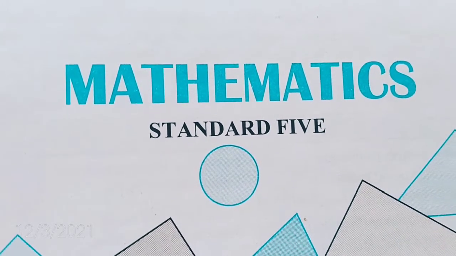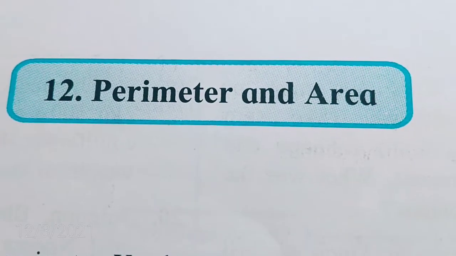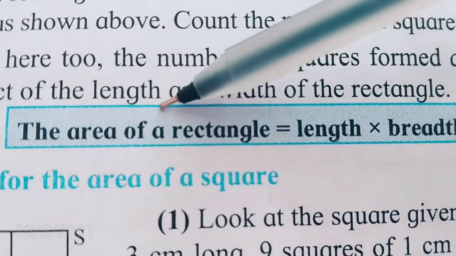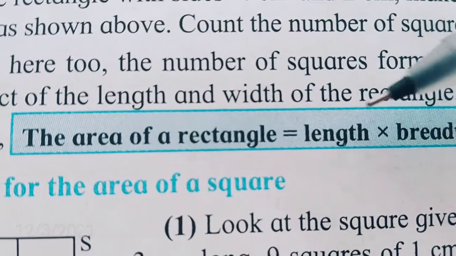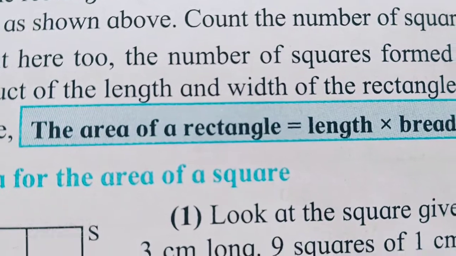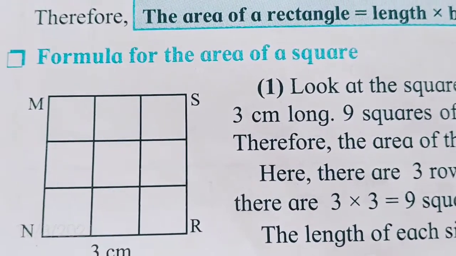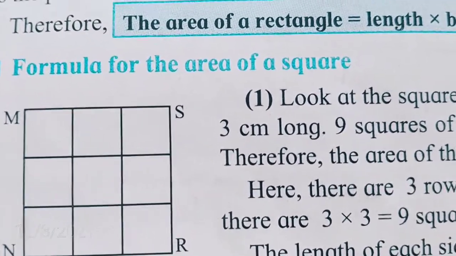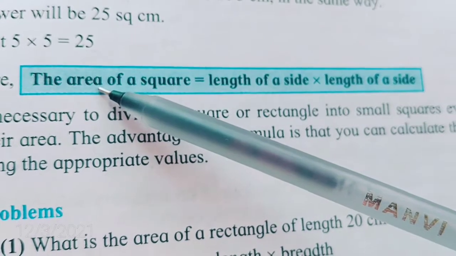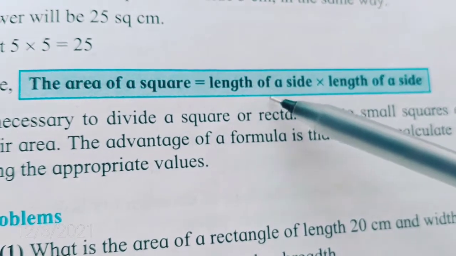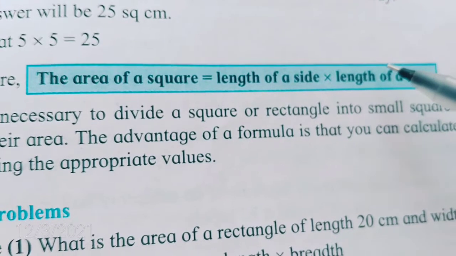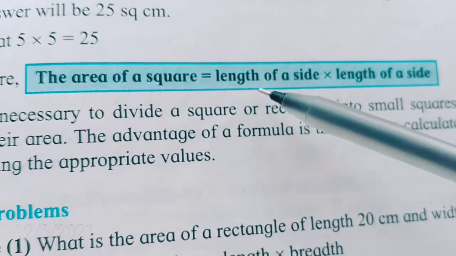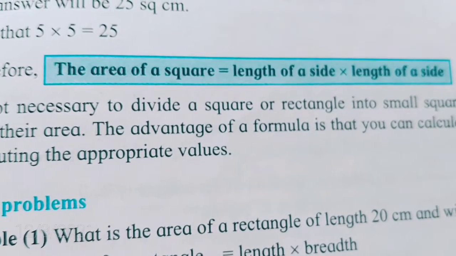Subject Mathematics, Standard 5. Chapter 12, Perimeter and Area. Students, keep in mind the area of a square. Formula for the area of a square. Look here. This is the formula for the area of a square: length of a side into length of a side. A square has 4 sides, means side, length of a side into length of a side.